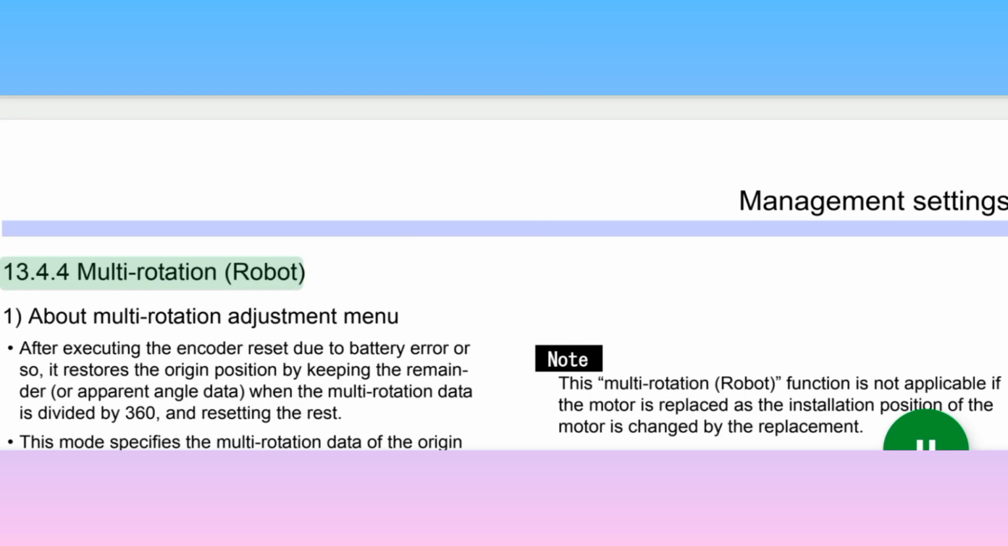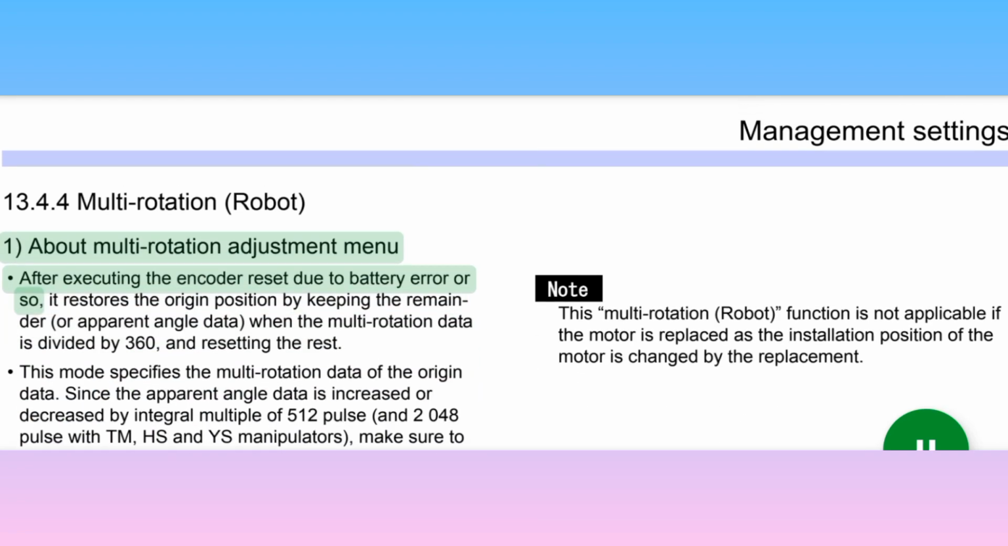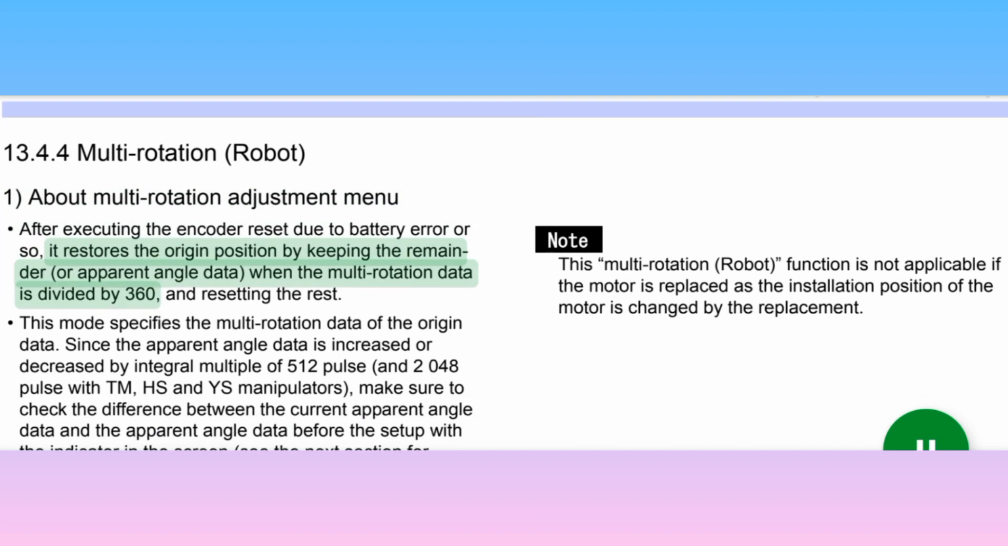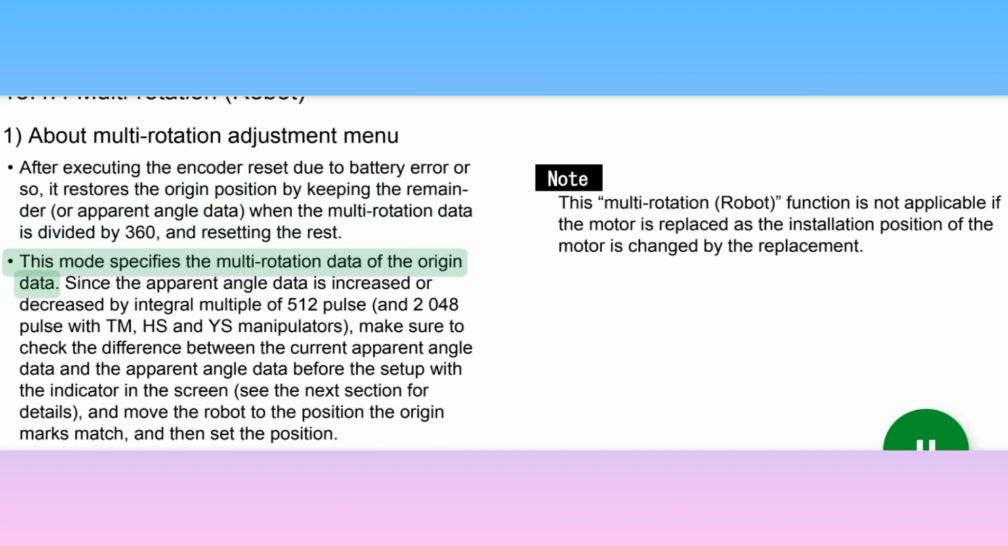13.4.4 Multi-rotation, robot. 1. About multi-rotation adjustment menu. After executing the encoder reset due to battery error also, it restores the origin position by keeping the remainder, or apparent angle data, when the multi-rotation data is divided by 360, and resetting the rest. This mode specifies the multi-rotation data of the origin data.